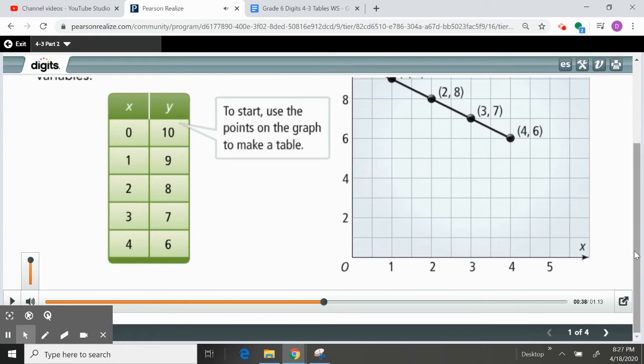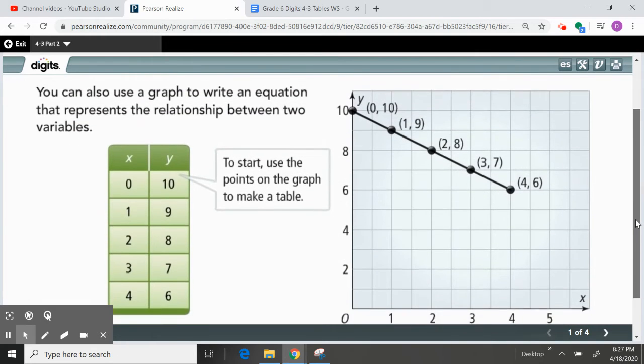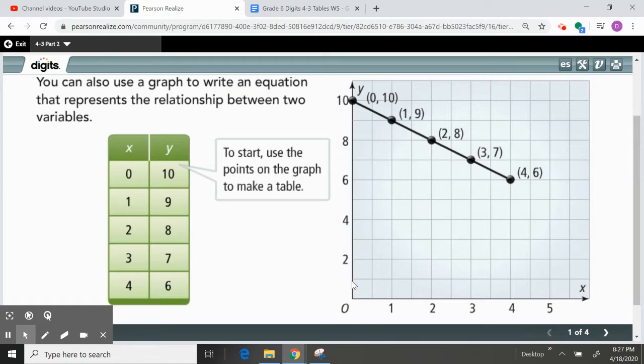Okay, so I'm going to pause it there to point out something important. You notice that there are no numbers next to these lines, so you have to figure out what numbers are there. So it looks like they're counting by 1. So 0, 1, 2, 3, 4, 5, 6, 7, 8, 9, and 10. So that's how when they went 1, 9, we knew a 9 was there.